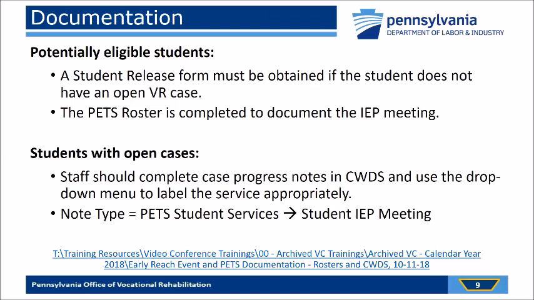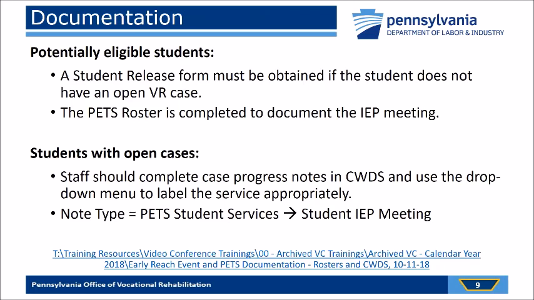Now, when we're looking at students that have an open case, it's a little bit simpler. We're just going to go into CWDS under their case file and create a case progress note. We just want to make sure that when we're selecting the note type, we're selecting PETS student services, and then we're checking off that it's a student IEP meeting.